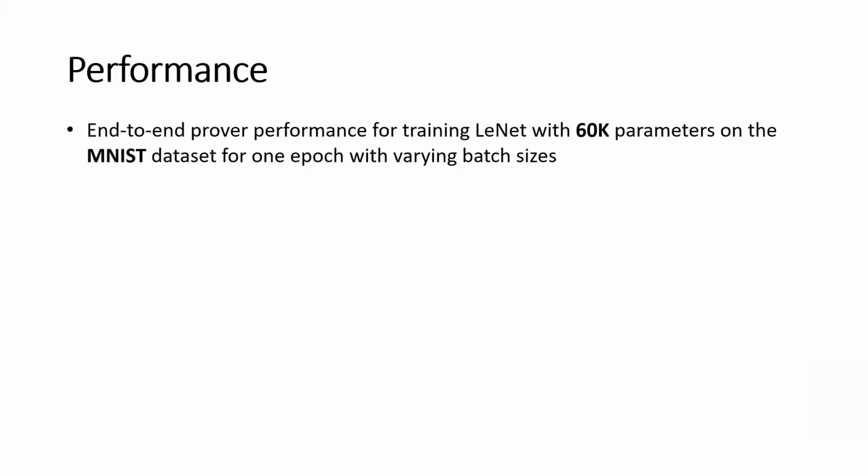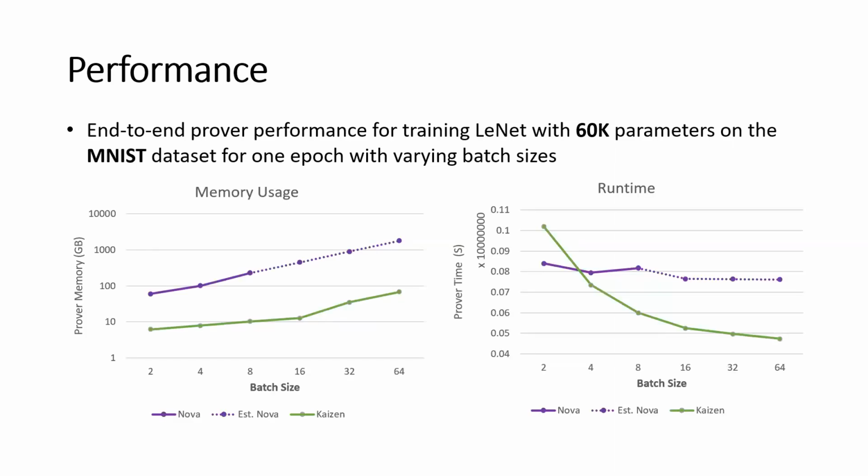And the other important point is that we measured the end-to-end prover performance for the training of, again, a linear model with 60K parameters on the MNIST dataset for one epoch, one pass over the whole dataset. And for the prover memory overhead, this is an order of magnitude better than the prior art. This is Nova. And the batch size limitation for Nova is 8. More than that, we cannot run because of the lack of memory. This is for 256 gigabytes RAM.